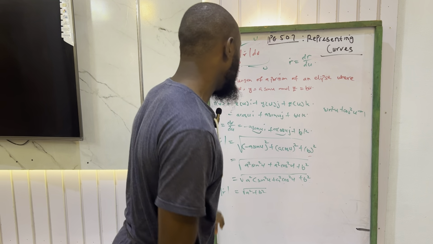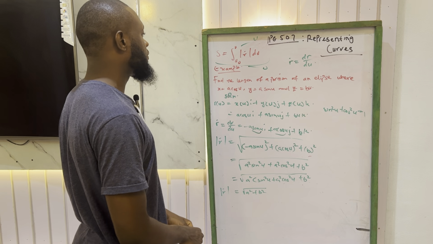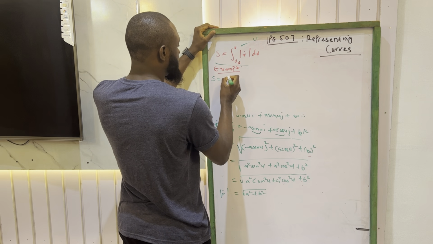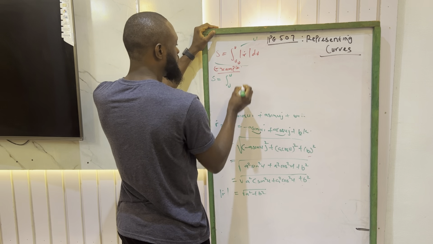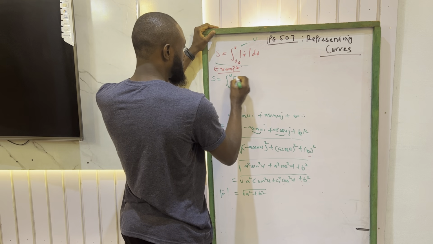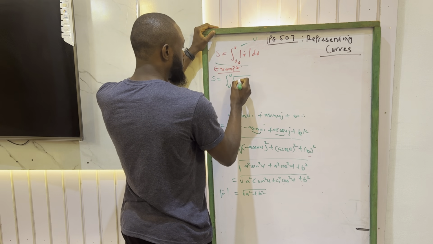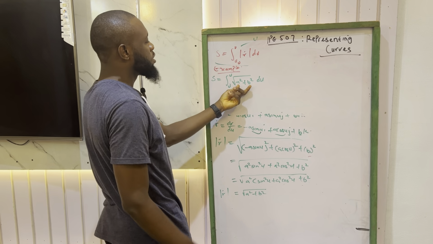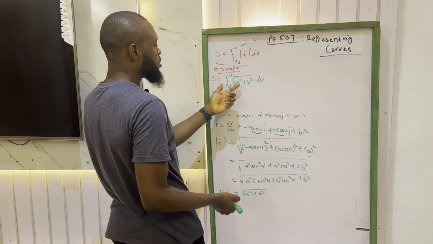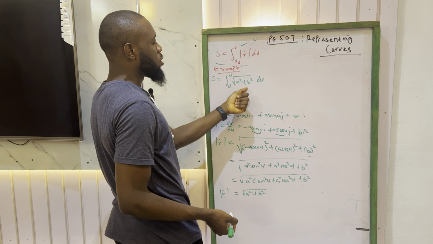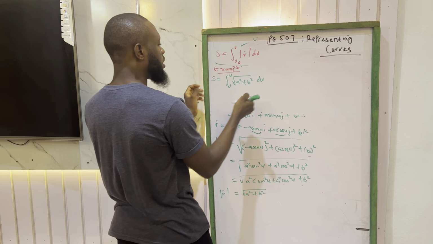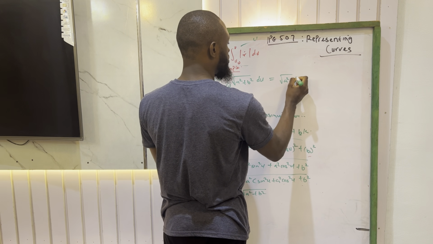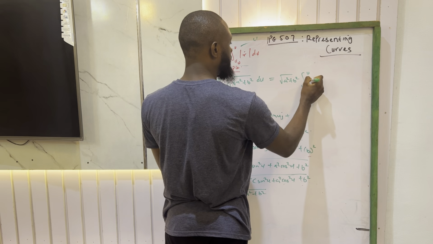So we have all the necessary components to be slotted into the formula. So let's do just that. So we have s equals the integral from 0 to u of square root of a squared plus b squared du. Obviously this is a constant term in this case, because it does not contain any u's, so we can always bring it out. Which will give us square root of a squared plus b squared times the integral from 0 to u of du.